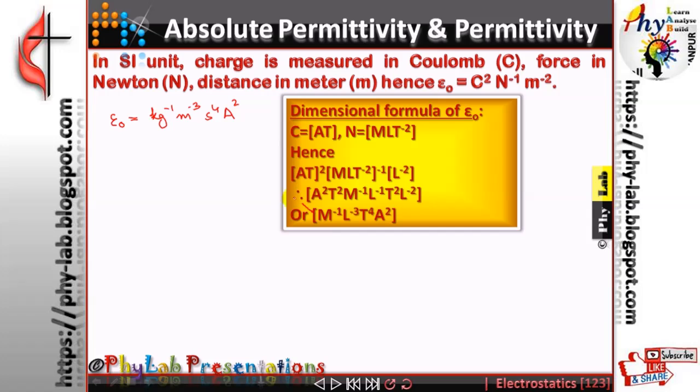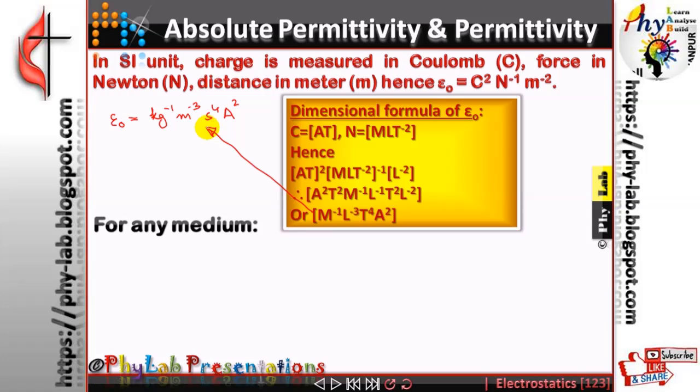So what I have done, I have used the dimensional formula to express epsilon naught in terms of fundamental units, friends. Why have I taken this as a part of my discussion? Because the council, the ISC board, often asks you either to state the dimensional formula of absolute permittivity, or it may also ask you to express absolute permittivity in terms of fundamental units. So this becomes a very important question for you all at class 12th level, friends.